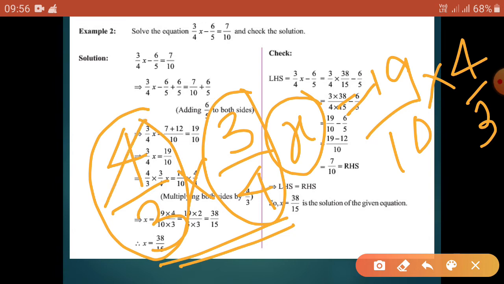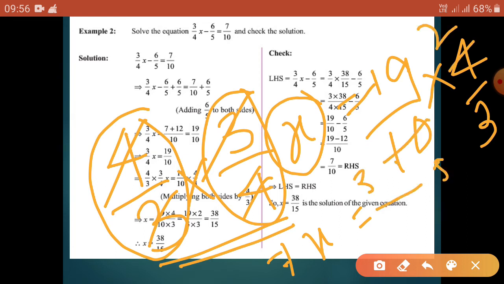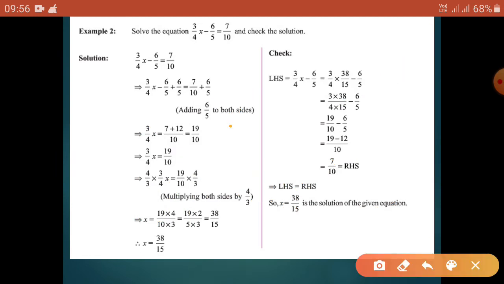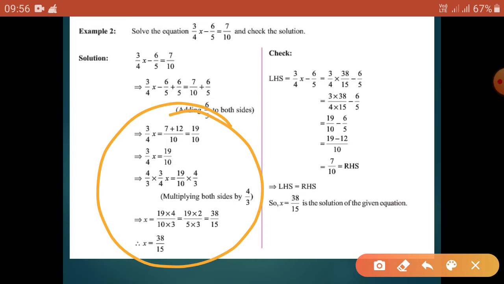So we are getting x only here, and on the right side, if we cut it, 5 and then 2, this gives us 38 by 15. Got it? So the value of x is 38 by 15. Look at this procedure very carefully. Our aim is to find the value of x by using the transposing method or the balance method.